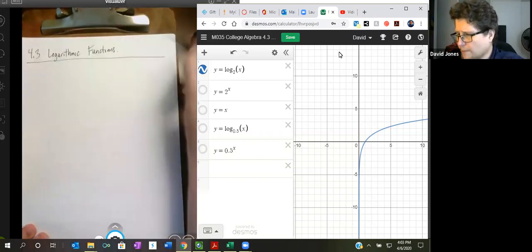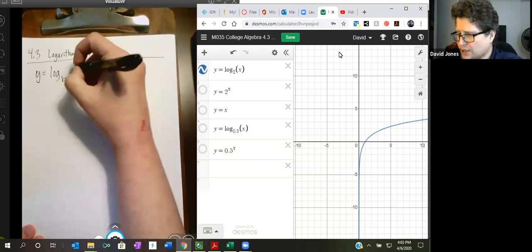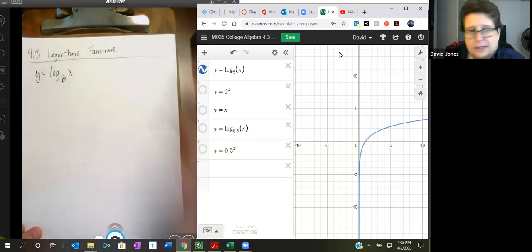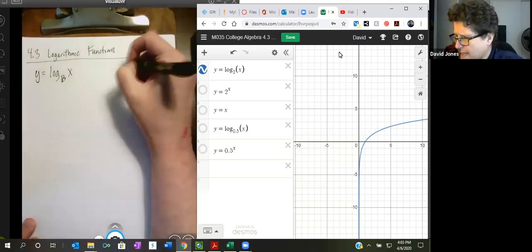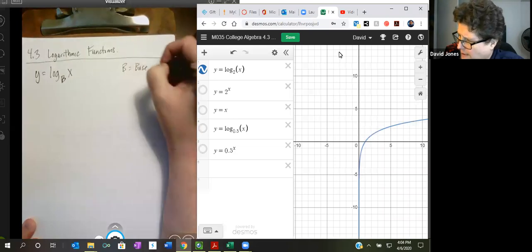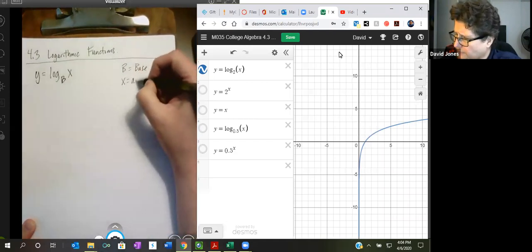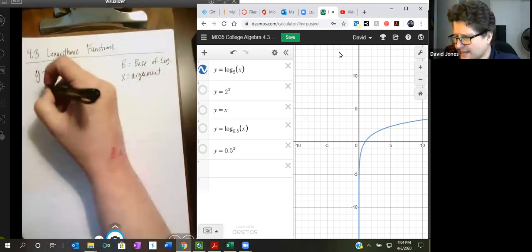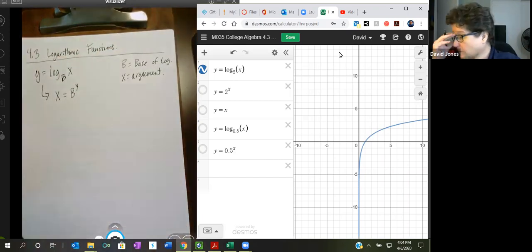And they come in the form y equals log base b of x. Maybe I'll make it a capital B because my lowercase b's look a lot like sixes. So b is the base for the log, and x is our argument. And this has the equivalent form of x equals b to the exponent y. So that's how these relate.